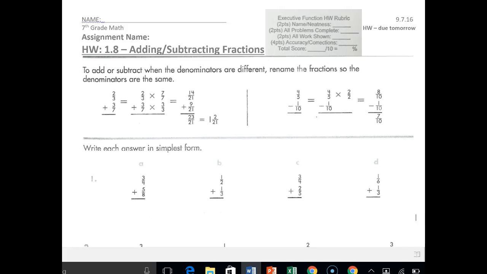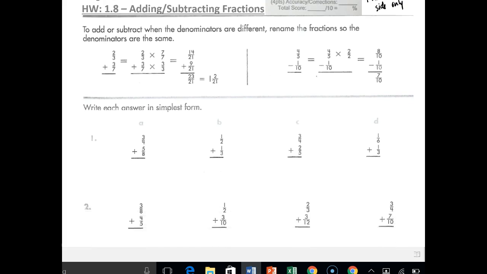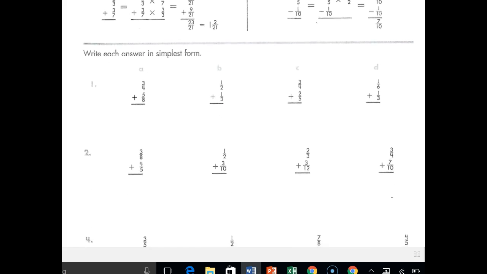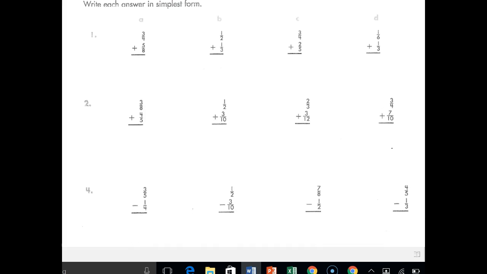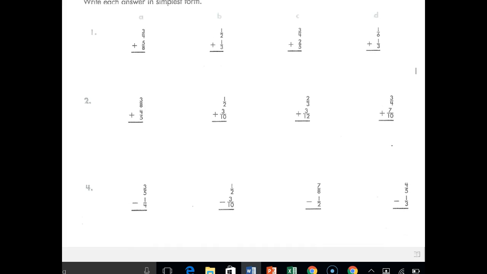So tonight I'm going to help you do homework 1.8, adding and subtracting fractions. The good news, if you're watching this video, you only have to do front side only, because the back side is stuff that we did not get today in class. So what we're going to do is find common denominators and then add or subtract. So I'll do row 1A through D, and row 3, 3A through D.